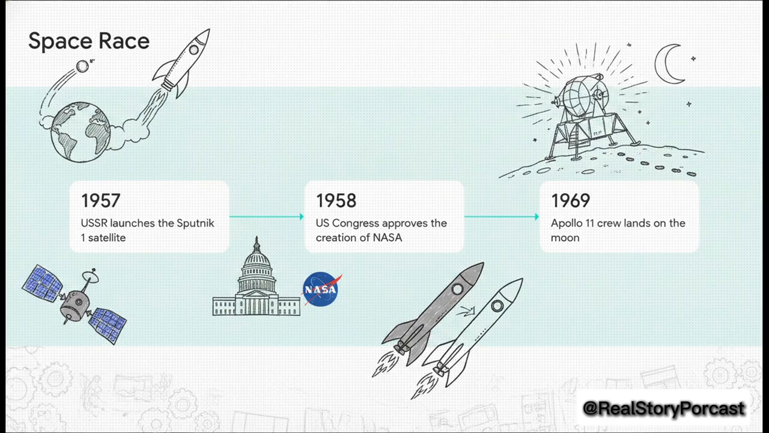Fearful of Soviet superiority in space, the United States Congress swiftly approved the creation of NASA in 1958. This massive mobilization of science and resources eventually peaked in 1969 when the Apollo 11 crew landed on the moon. The rockets that eventually took humanity to the stars were direct descendants of the aeronautic technology developed for global war.